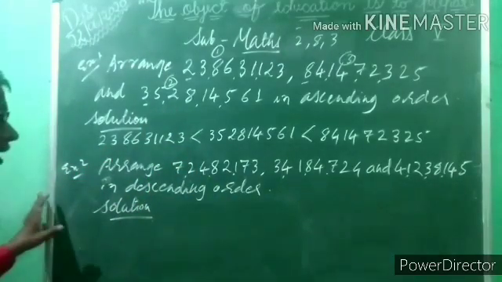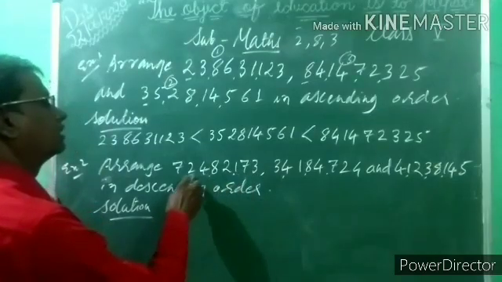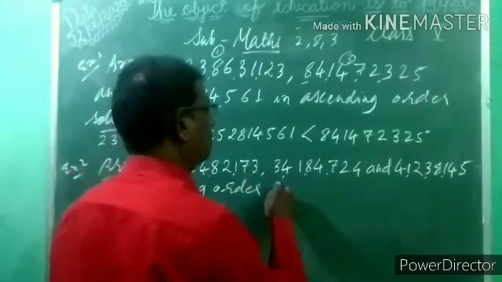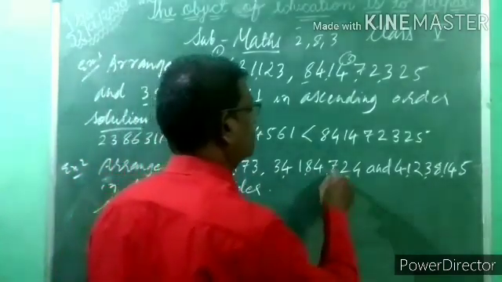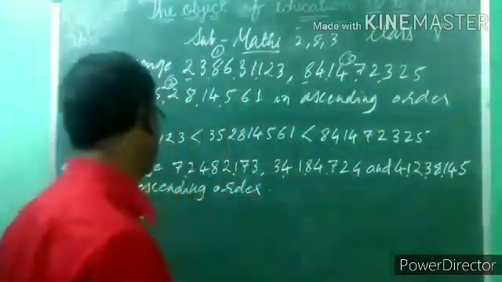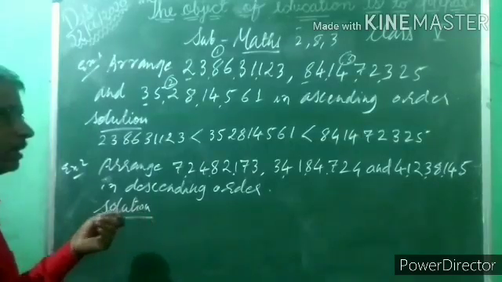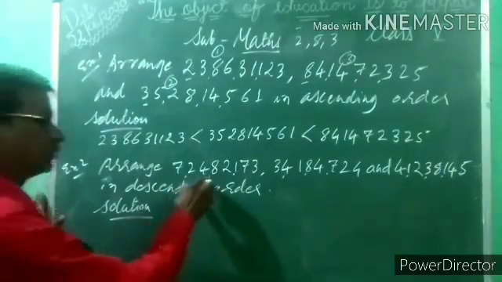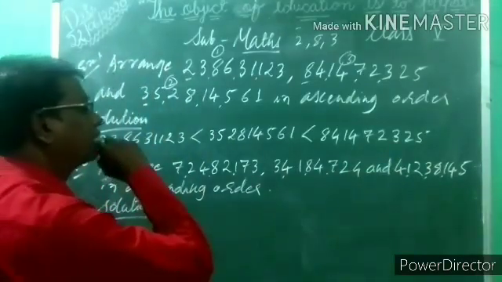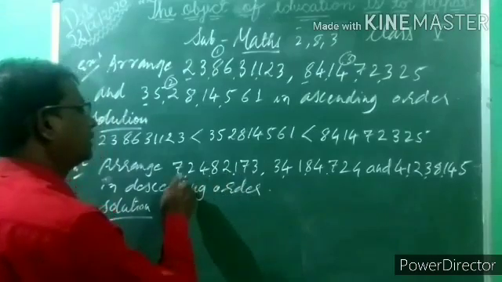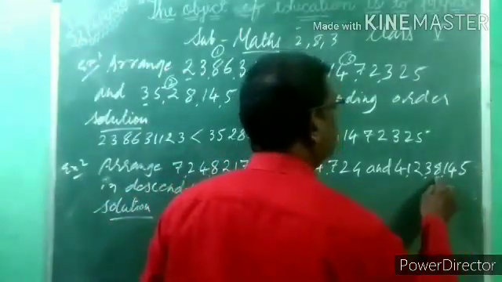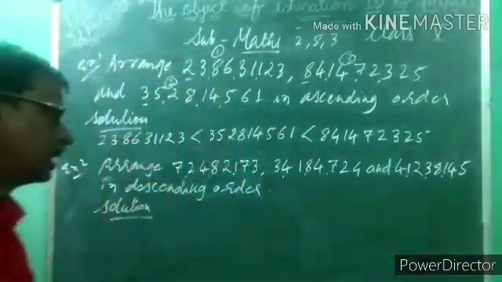Now next example. Arrange 7 crore 24 lakh 82,173, 3 crore 41 lakh 84,724 and 4 crore 12 lakh 38,145 in descending order. Descending order means arranging the numbers from the greatest to the smallest. So we have to select among these 3 numbers, first of all, the greatest number. So how to select? Count the digits: 1, 2, 3, 4, 5, 6, 7, 8 digit number here, here also 8, and here also 8. All the 3 numbers are 8 digit numbers.